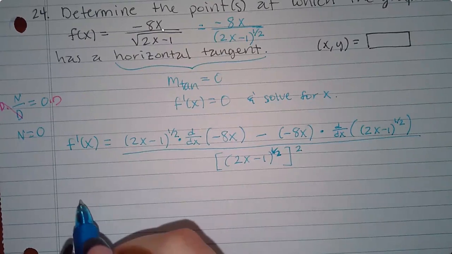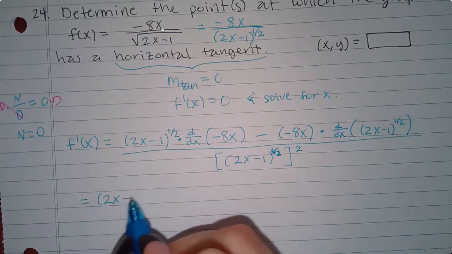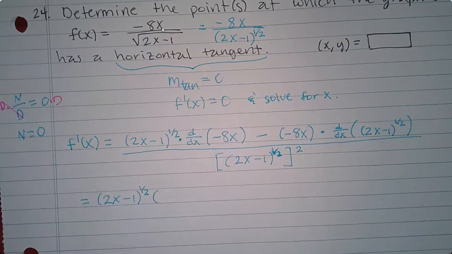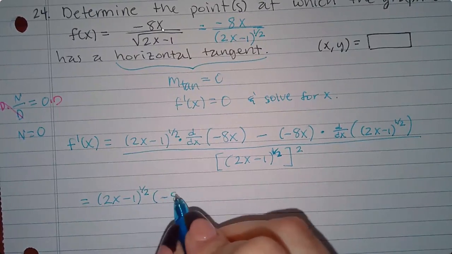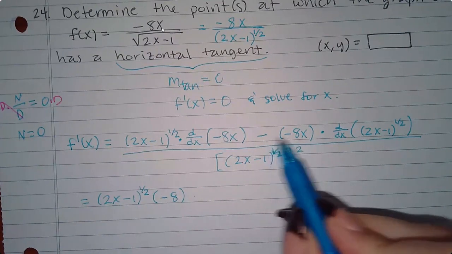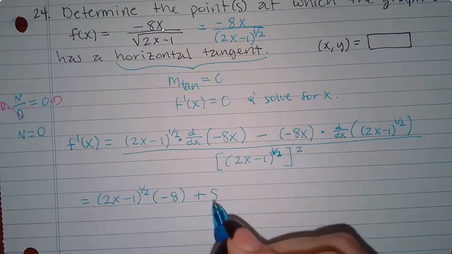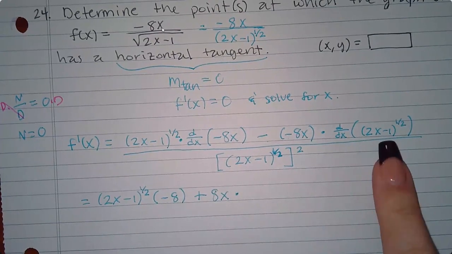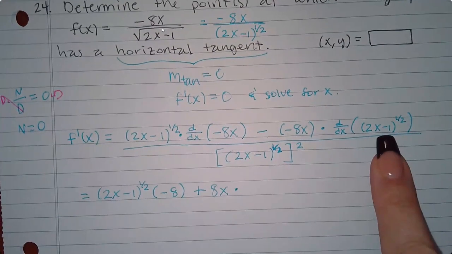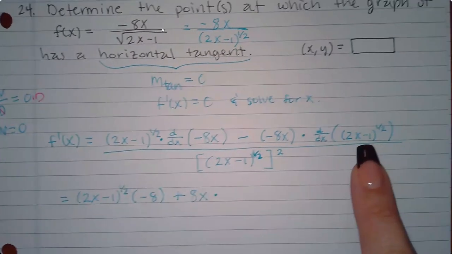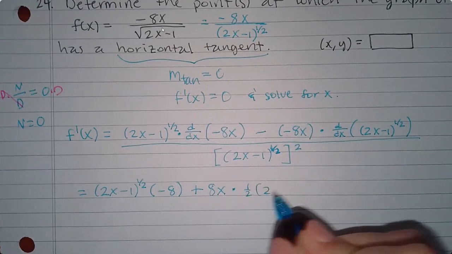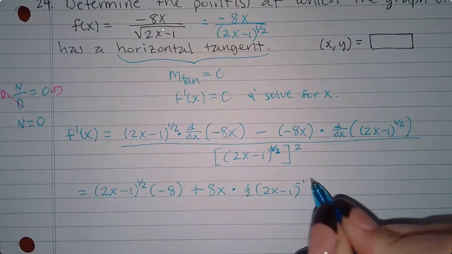Now, the first term is not so bad. 2x minus 1, 1 half. What's the derivative of negative 8x? Negative 8. And then here, I'm going to go ahead and combine those double negatives and write positive 8x. But what is the derivative of this? 2x minus 1 to the power of 1 half. Exactly.